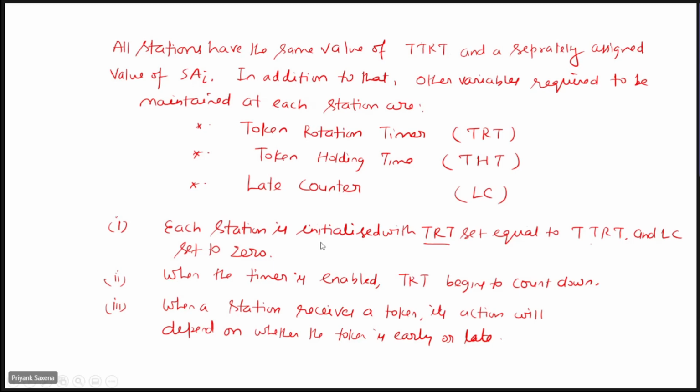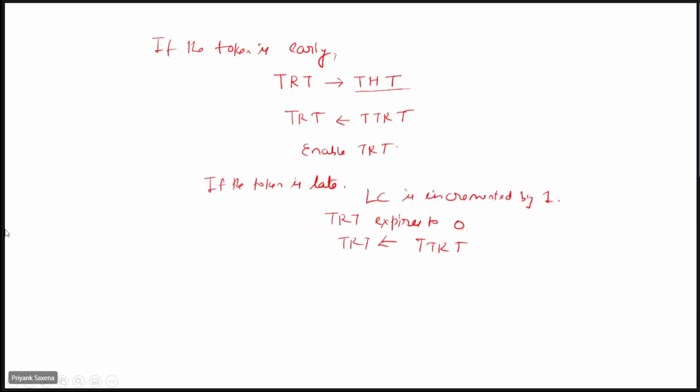So each station is initialized with a TTRT set equal to TTRT and late count set to 0. When the timer is enabled, TRT begins to count down. When a station receives a token, its action will depend on whether the token is early or late. If the token is early, TTRT will be transferred to TRT. If the token comes early, that is, how early it has come, that target token rotation timer value will be passed to TST, TTRT will be given to TRT, and it will enable the TRT.